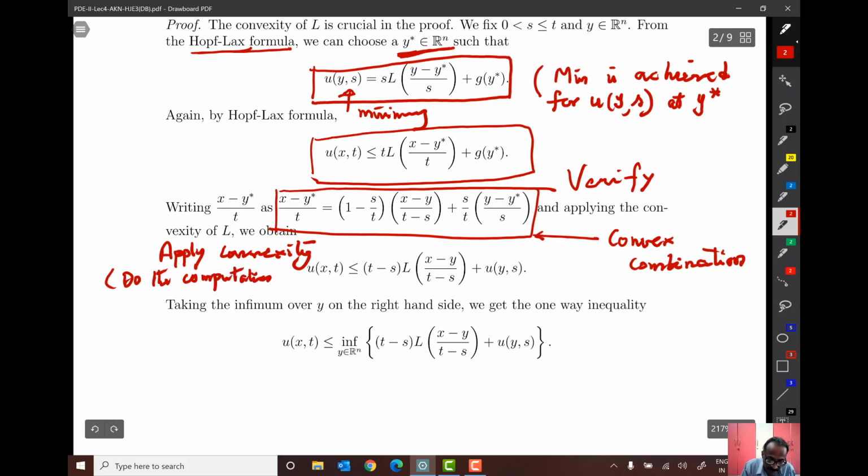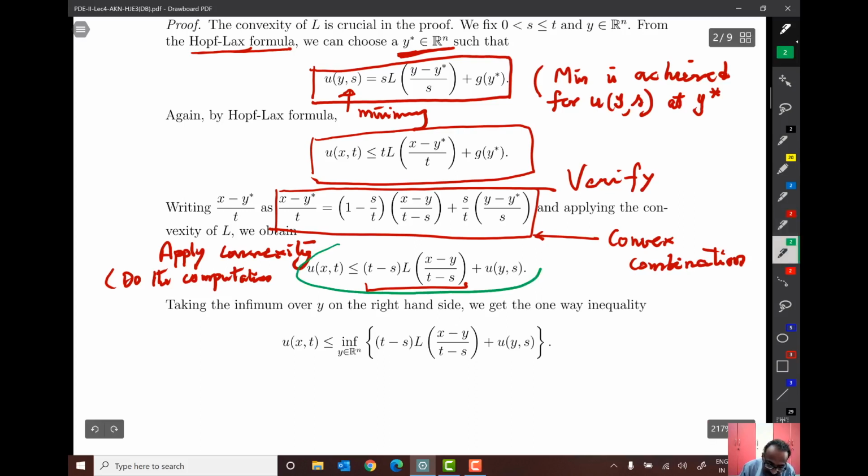It's simple, because I apply L of x minus y star by t is less than or equal to 1 minus s by t into L of x minus y by t, and that is this term, and then s by t into L of that. But s by t and 1 by t will cancel in your u(x,t) formula. This t will get cancelled and you get exactly this one, and that's your u(y,s). So you take the minimum over that. So you get this equality now.